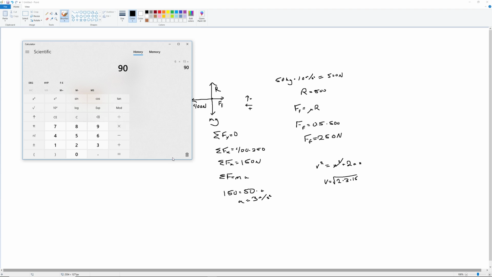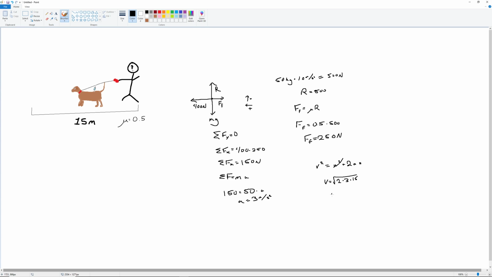And the square root of 90 is 9.49. So that is his final velocity. And that is the answer to the question.